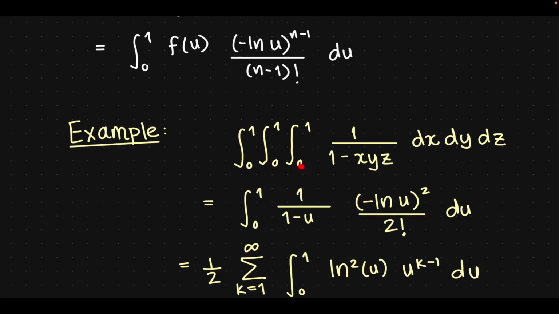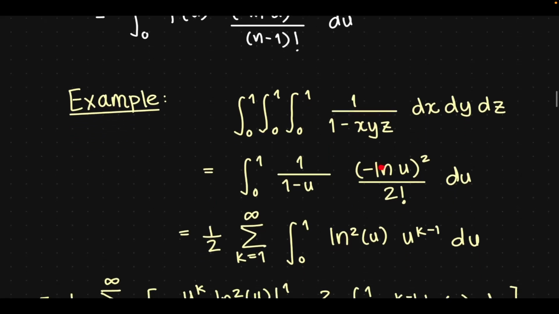The first example, I realized later, is easier to evaluate using just the infinite geometric series. But I'll still go through this. I have another better example, so please bear with me. We have the integral over the unit cube of 1 over 1 minus xyz dx dy dz.